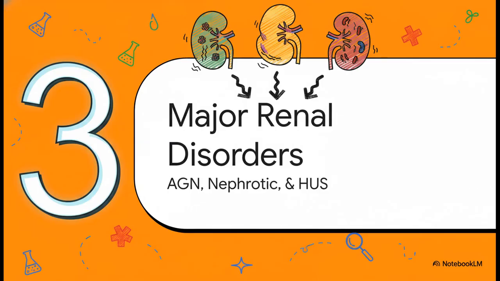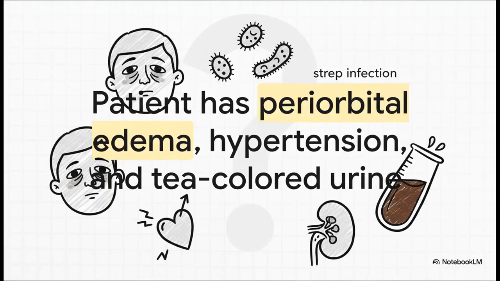All right, this next section is absolutely critical. Seriously. Knowing the difference between acute glomerulonephritis, nephrotic syndrome, and hemolytic uremic syndrome is one of the highest yield topics for pediatric renal. We are going to make these differences crystal clear. Let's try a little case study to get your brain firing.